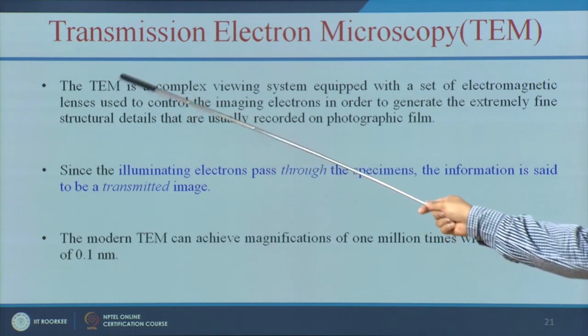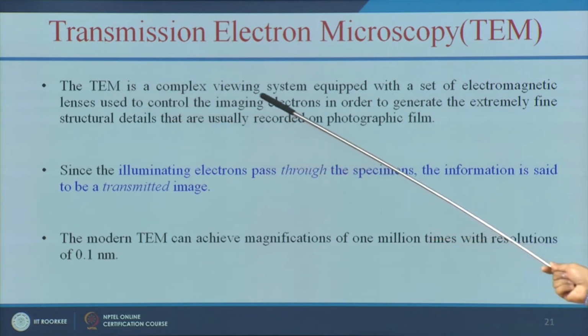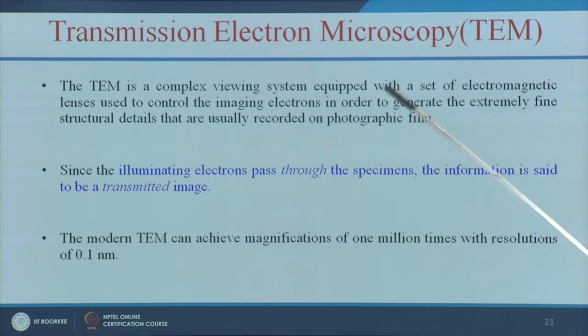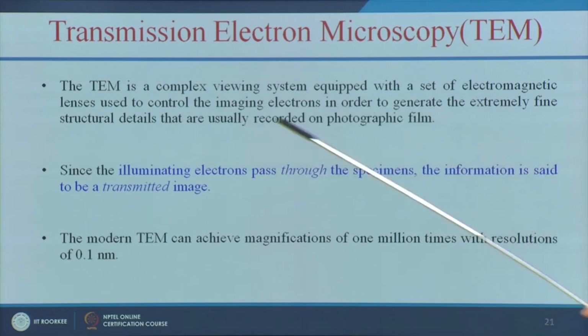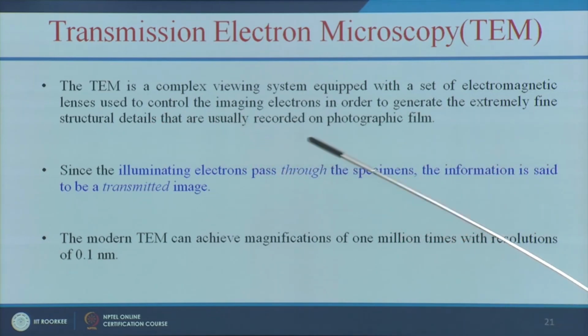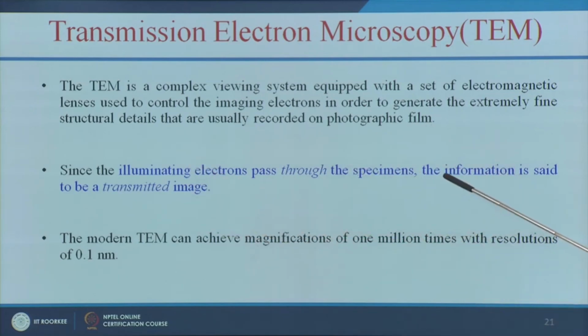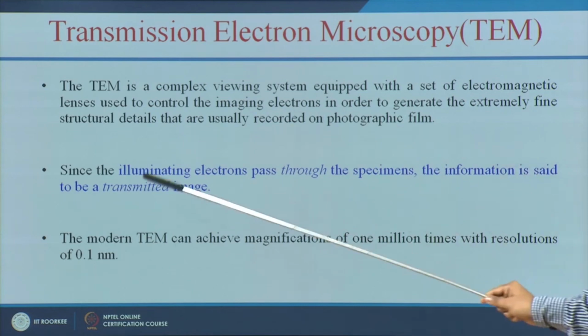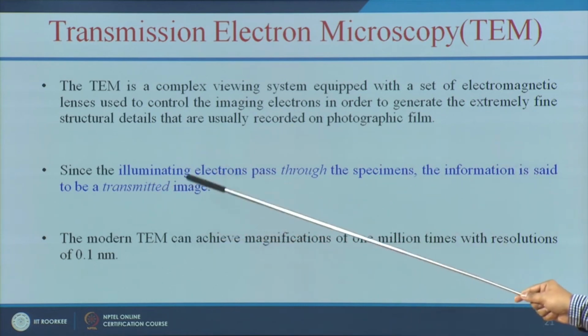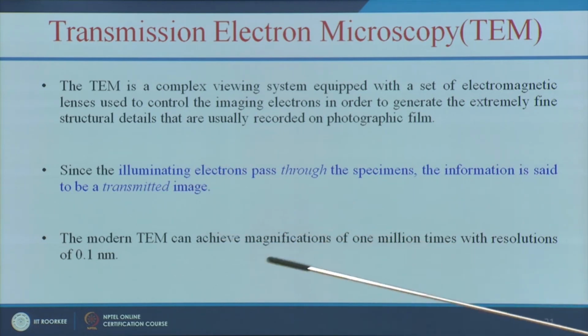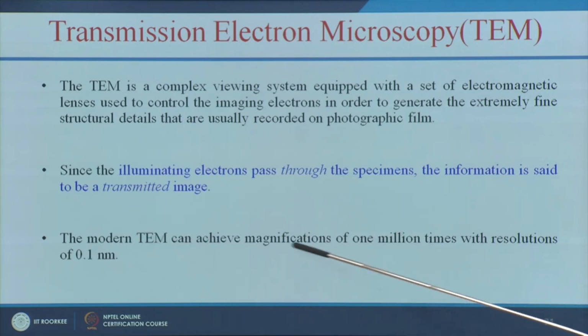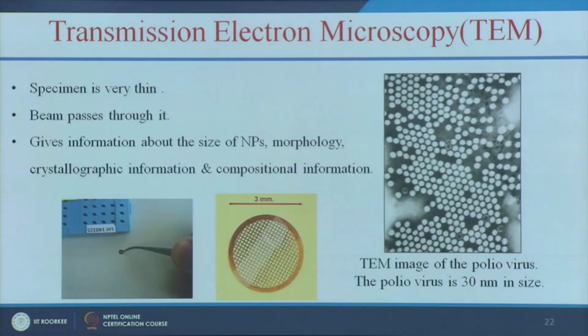So, TEM, that is the transmission electron microscope, is a complex viewing system equipped with a set of electromagnetic lenses, which you use to control the imaging electrons in order to generate extremely fine structural details that are usually recorded on a photographic film. Here the illuminating electrons pass through the specimen, that is why the information is said to be a transmitted image, and that is why we call it a transmission electron microscope image. The modern TEM can achieve magnification of even 1 million times with a resolution of 0.1 nanometer.